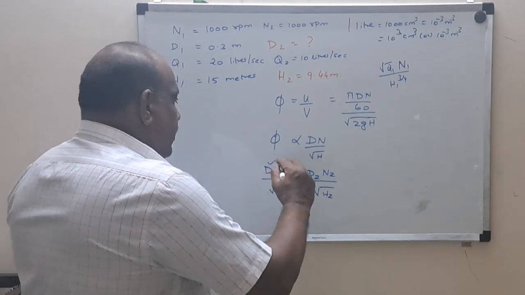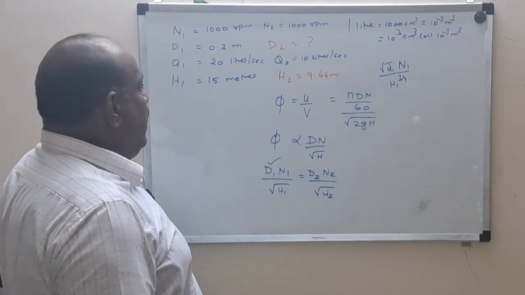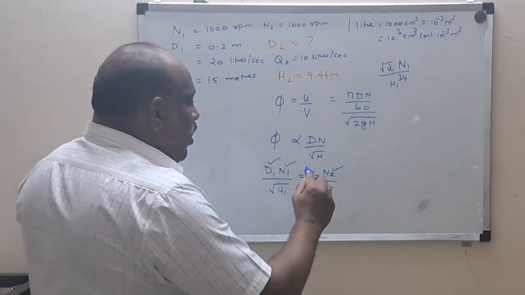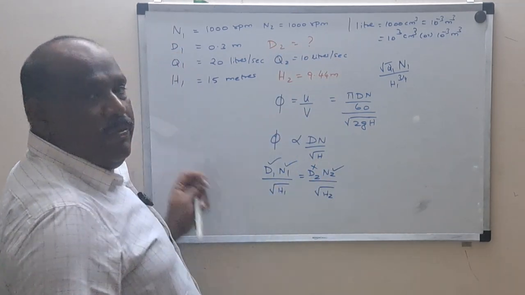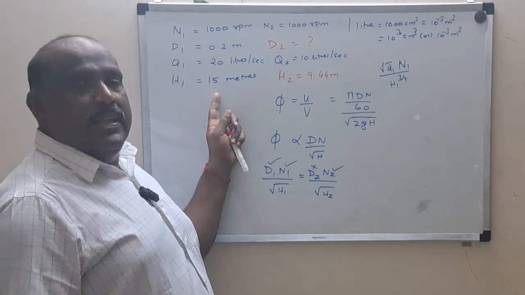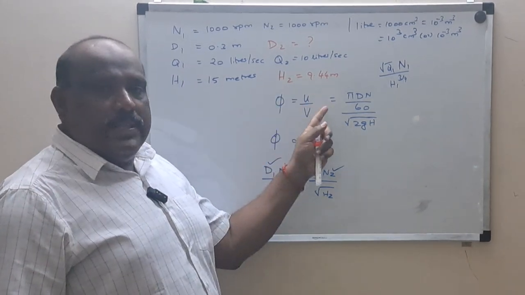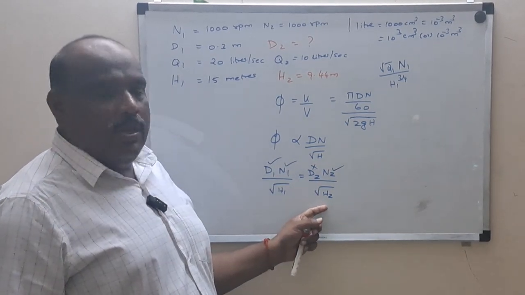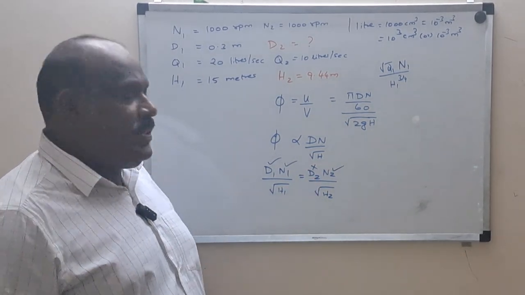We know D1 is given, 0.3 meter. We know N1, 1000. We know N2, that's also 1000. We want to find D2. Do we know H1? Yes, I know. What is H2? Yes, I know. H2 we have found out. So the only unknown is D2. We can easily find it out.